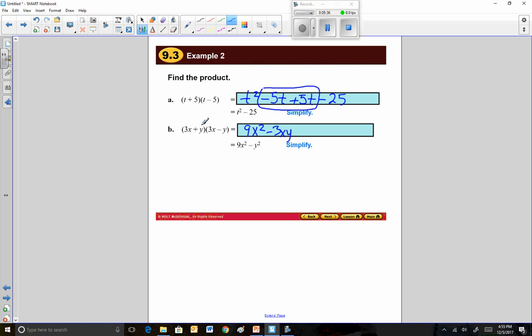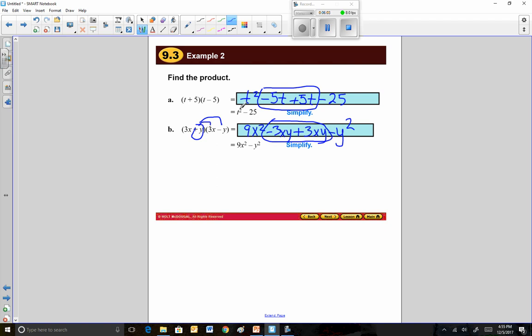Now, take the y term times both of these. So y times 3x, positive 3xy. y times y is y squared, and it has to be negative because there's a negative sign here. All right, these are opposites, so that becomes a big fat 0. So 9x squared minus y squared is written down.